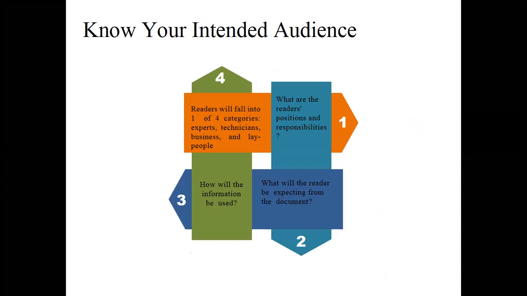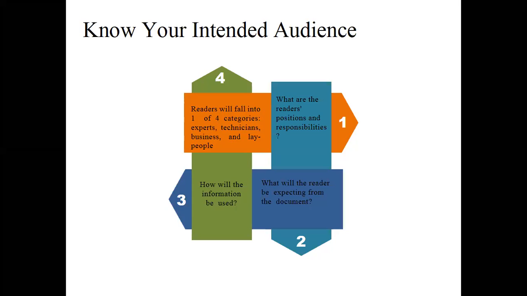So knowing your intended audience is very important for technical writing. Readers, these all four points are interconnected with each other. Like number one, readers will fall into one of four categories: experts, technicians, laymen, persons from the specific domain, or persons who don't know anything about your specific domain.